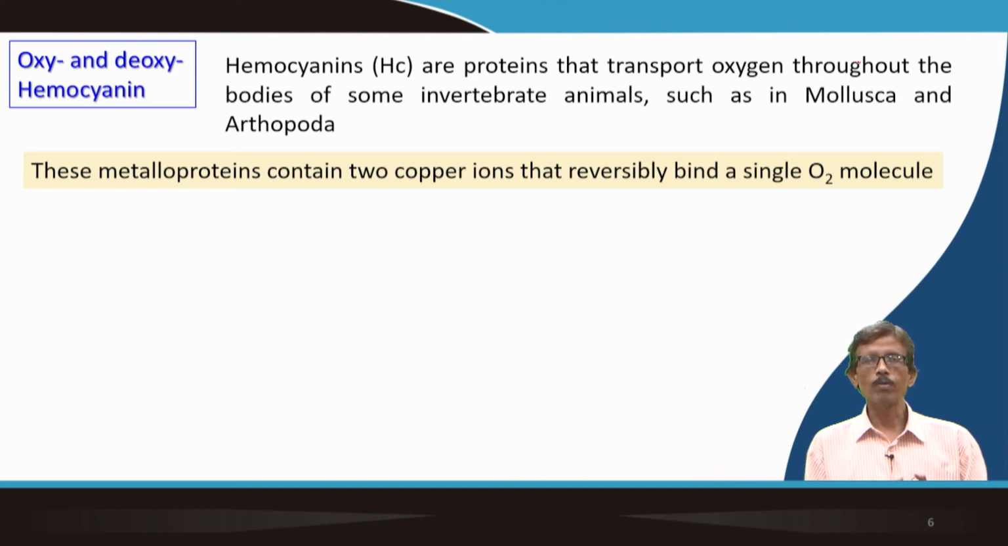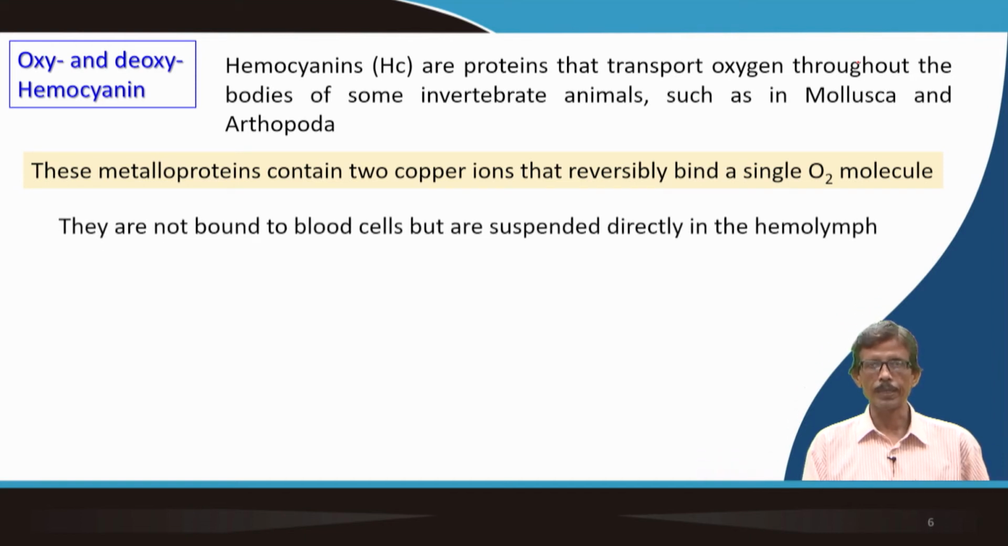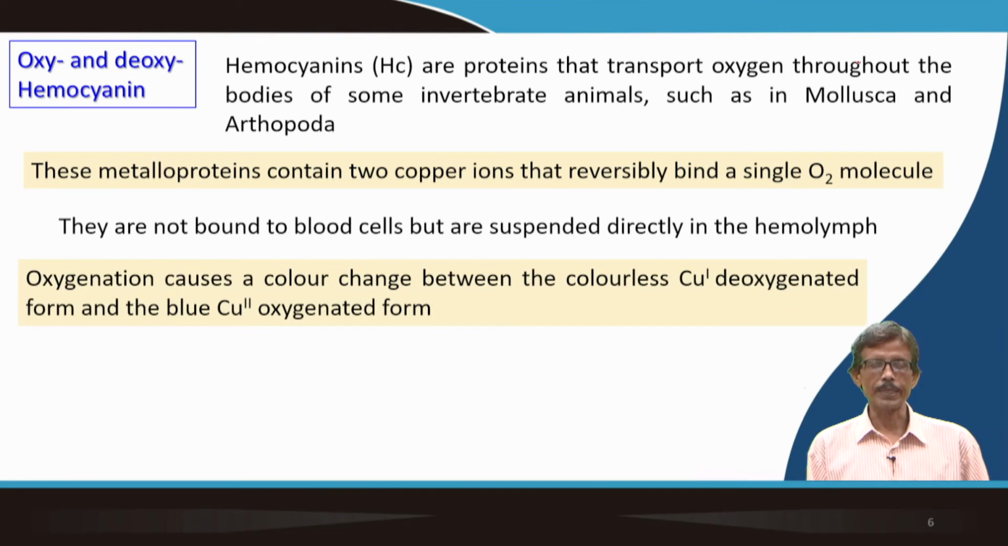In this particular protein, we have two copper ions which can reversibly bind a single dioxygen molecule, as we have just seen. They are not bound to blood cells, because no direct blood cell is required for the transfer of oxygen, but are suspended directly in the hemolymph. Within the hemolymph they are suspended, and by looking at the color change we can talk about the use of UV visible spectroscopy.